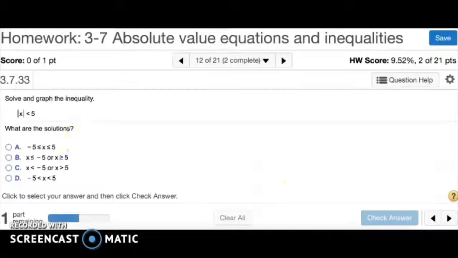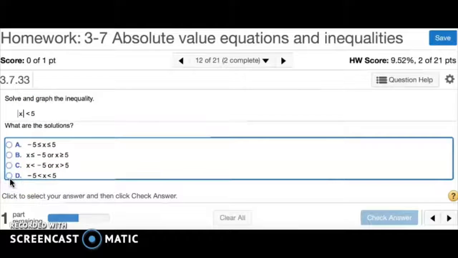So now let's graph it. Now be careful. You might get confused and choose A. Make sure there's no line under it here, so there's no line under it here. So it would be D, not A.